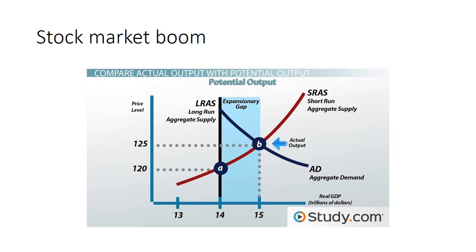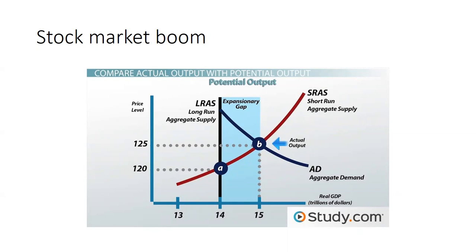Well, if the stock market booms, people now have more money, so they can consume more. So that would be under consumption. Anytime wealth or income increases, consumption is going to increase. We're going to shift aggregate demand to the right. And if you look, the price level went up, and so did real GDP.